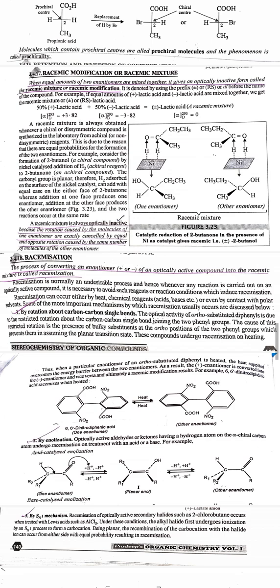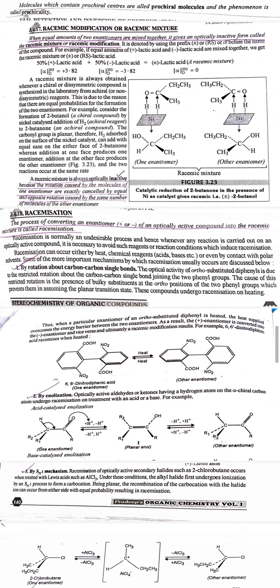Racemic modification or racemic mixture. When equal amounts of two enantiomers are mixed together, it gives an optically inactive form called the racemic mixture or racemic modification. It is denoted by using the prefix plus-minus or RS before the name of the compound. For example, equal amounts of plus lactic acid and minus lactic acid mixed together, 50% plus lactic acid and 50% minus lactic acid, give plus-minus lactic acid, a racemic mixture. A racemic mixture is always optically inactive because the rotation caused by the molecules of one enantiomer is exactly cancelled by the equal and opposite rotation caused by the same number of molecules of the other enantiomer.